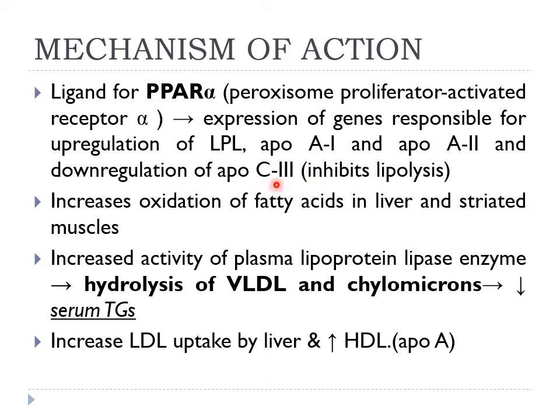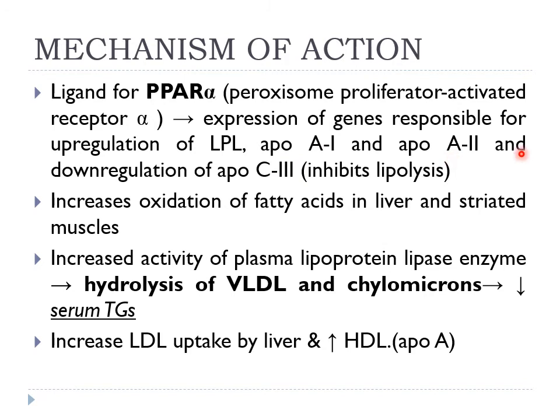So this is their mechanism of action. The main thing that you need to know is that they are activating PPAR alpha receptors. There are different types of peroxisome proliferator activated receptors, alpha, delta, gamma, and alpha are the ones which modulate fat metabolism. So let's revise it again. Fibrates, they activate PPAR alpha receptors and regulate the expression of genes responsible for upregulation of lipoprotein lipase, ApoA1 and ApoA2, and downregulate ApoC3, which inhibits lipolysis.